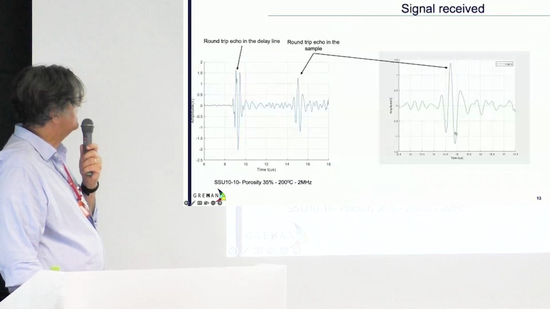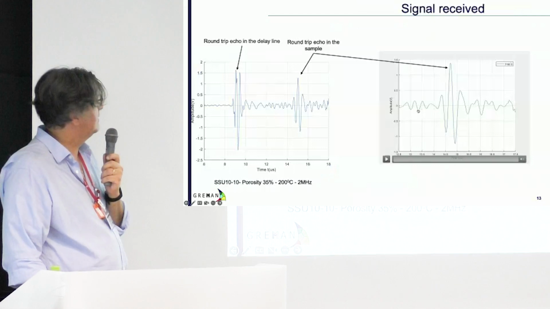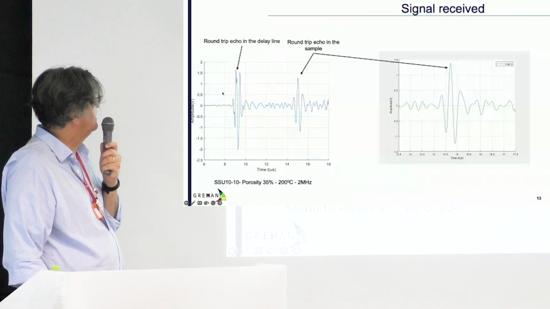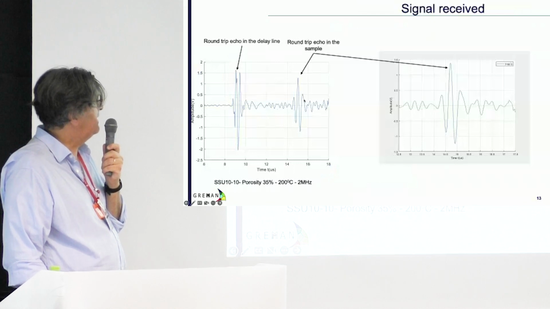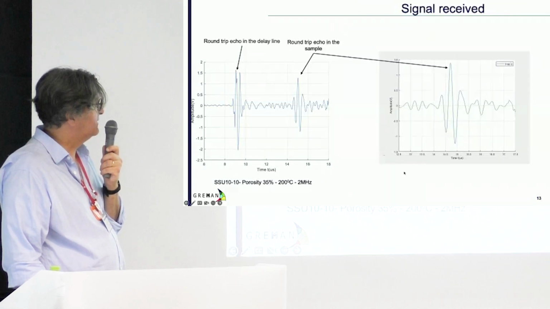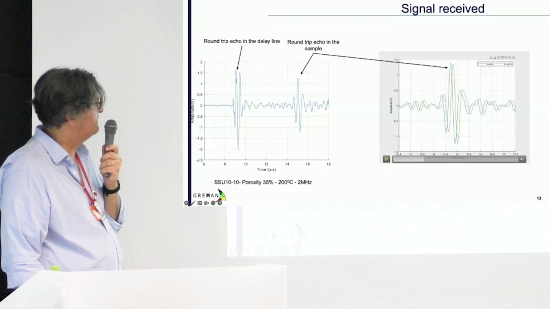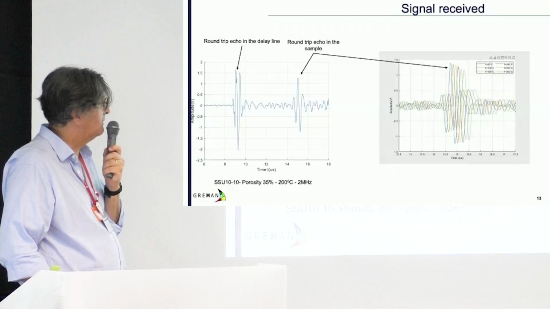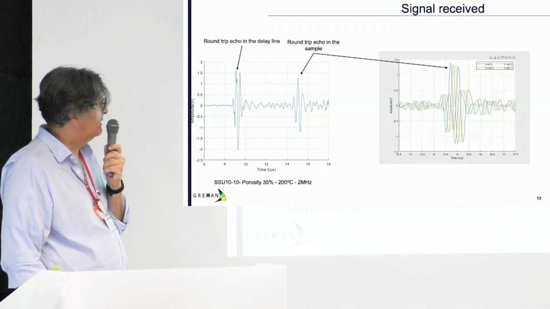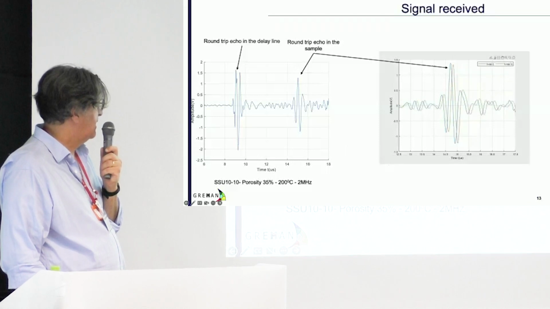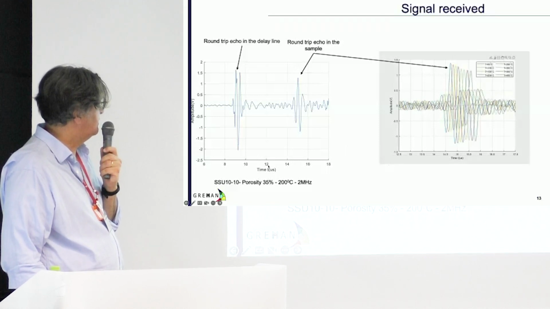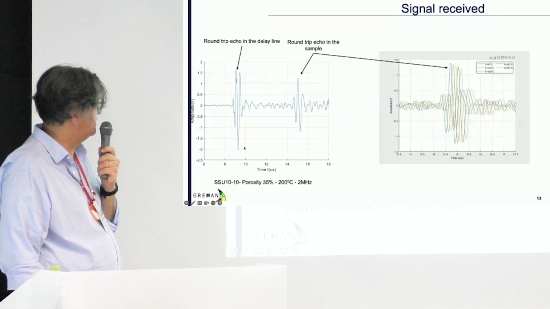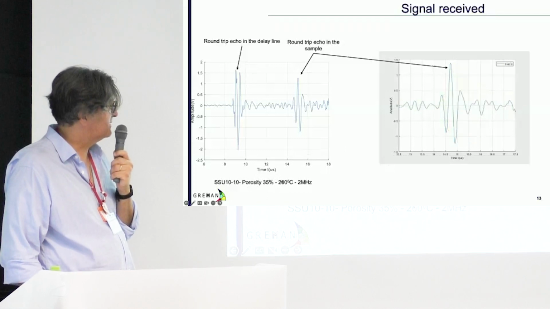Here are the typical signals that we have and that we need to interpret. So the first signal is a round-trip echo in the delay line. And then you have the round-trip echo in the sample. And so you can focus on this and look, as a function of the temperature, how it varies as a function of time. And here, this is a measurement, for instance, that we have done on the sample at 35% of porosity at 2 megahertz.